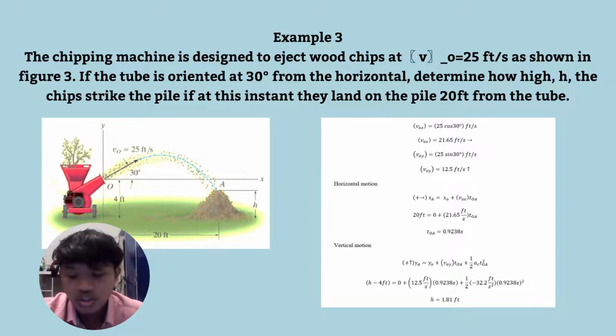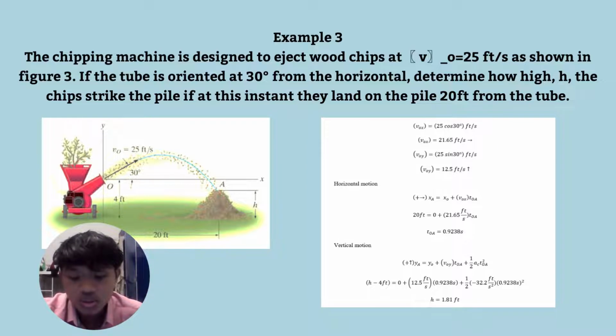First of all, we will calculate the horizontal motion to get the time taken of OA. We use the formula XA equals XO plus VOX times TOA. We substitute all the information given in the question into the formula and get 12 feet equals 0 plus 21.65 feet per second times TOA. And we get the answer TOA equal to 0.9238 second.